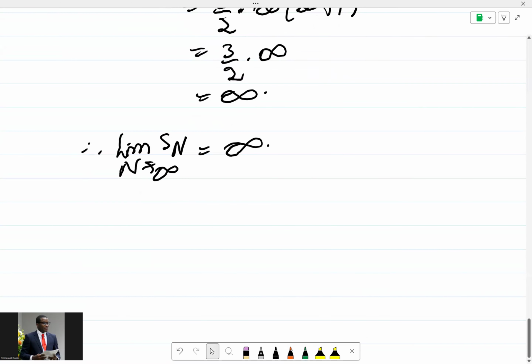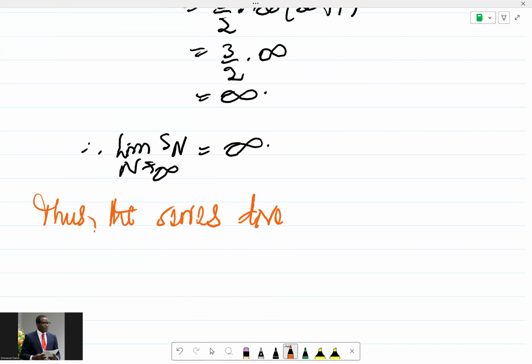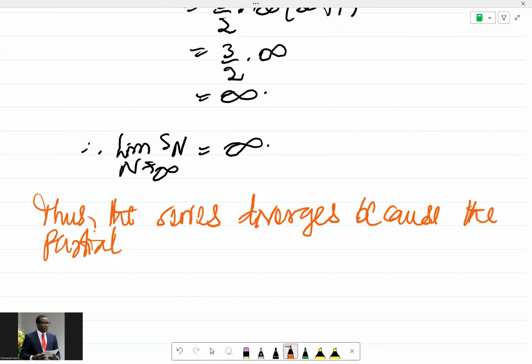And the implication of that simply is that we can say, thus, the series diverges because the partial sums grow without bound.